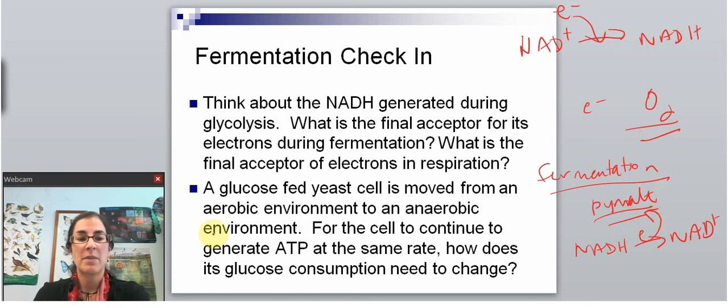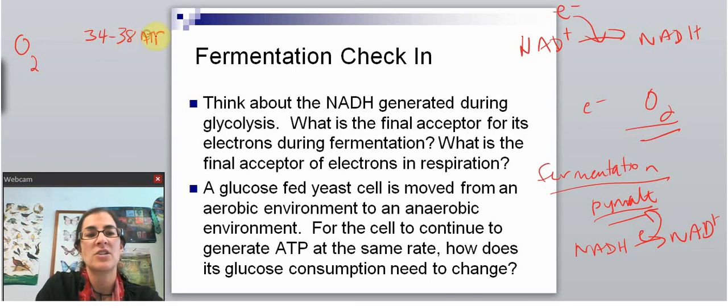Second question here is about glucose consumption. So if a yeast cell is eating glucose and it's living in an aerobic environment, that means an environment that has oxygen, and you move it to an anaerobic environment, that means an environment without oxygen, how would what the yeast eats have to change, right? So in order to keep making ATP at the same rate, how will it need to change the amount of glucose that it eats? In order to answer this question, we need to remind ourselves about the amount of ATP that's produced in the different environments. So if oxygen is present, the yeast can make 34 to 38 ATP. And just for simplicity, let's make that an average of 36 ATP.